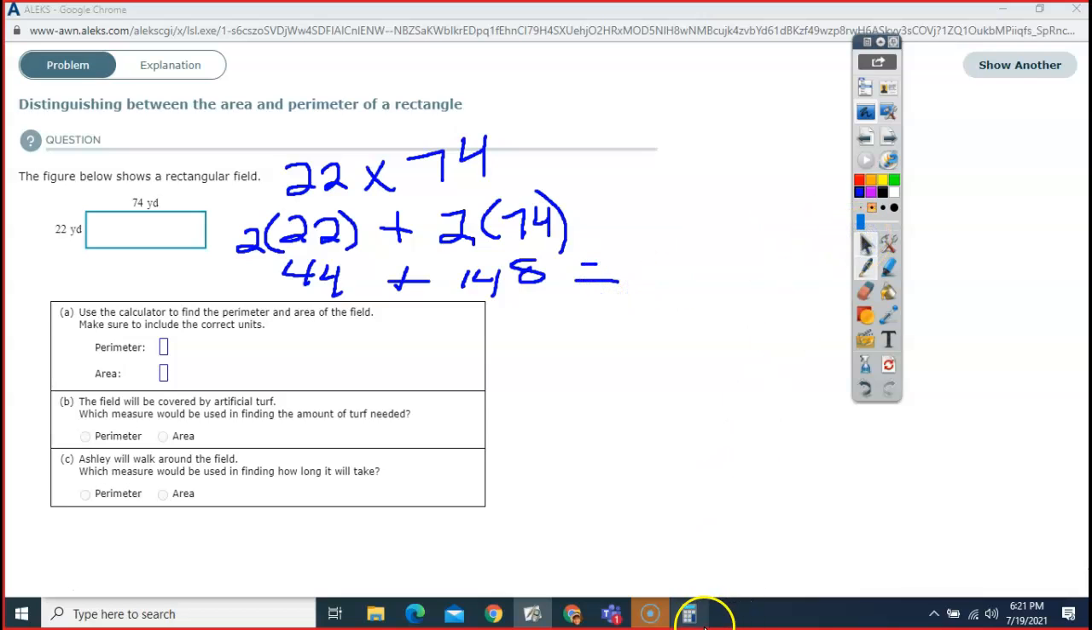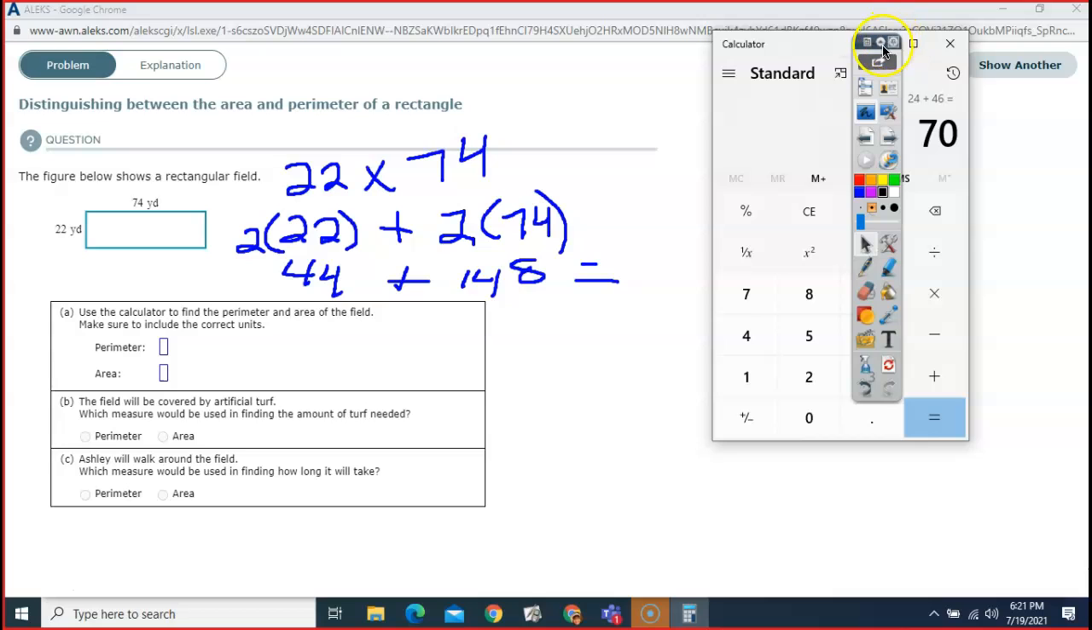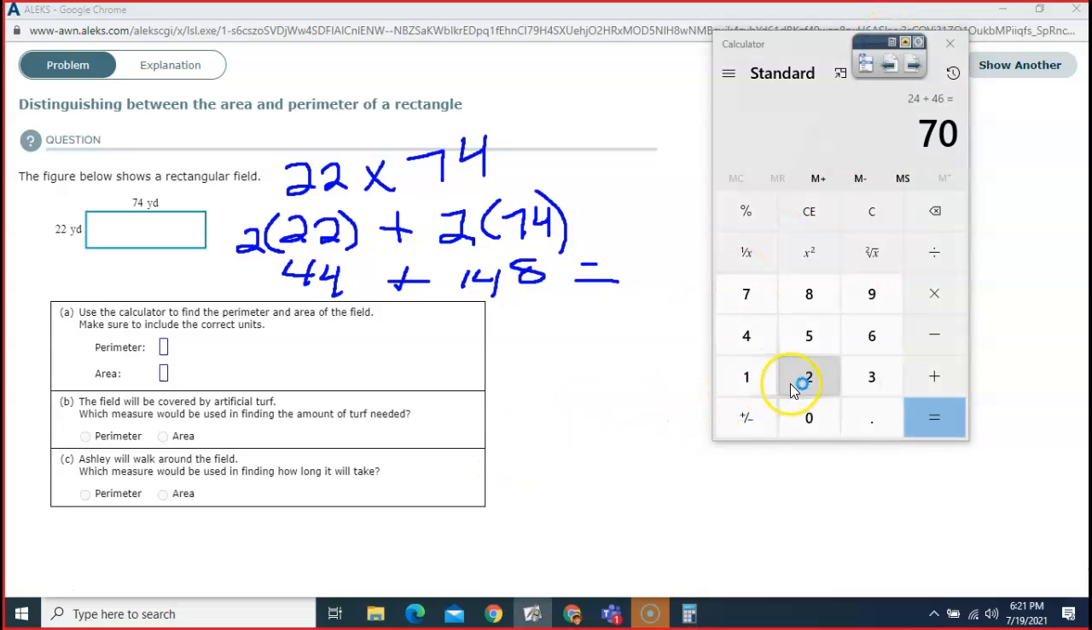All right, so I've got 22 times 74. My area, see how big the number is? 1628. And then I have 44 plus 148. And this one is just 192. The field will be covered with turf. So if you're covering the whole thing, that's area. And if you're going to walk around the field, that's perimeter. All right.